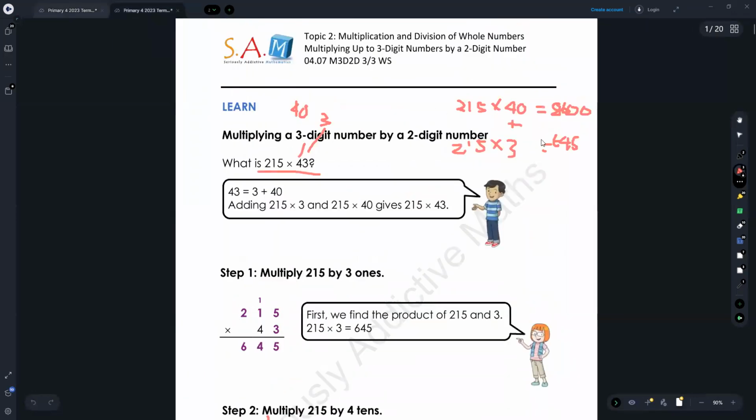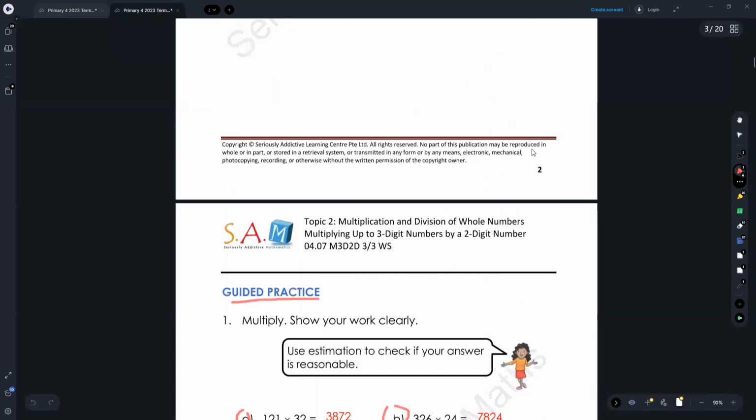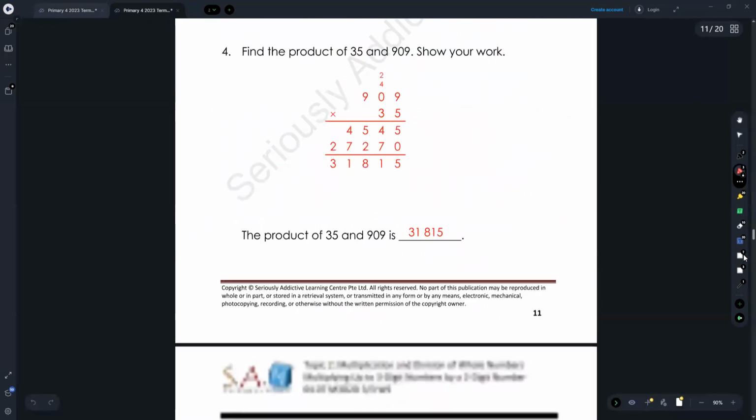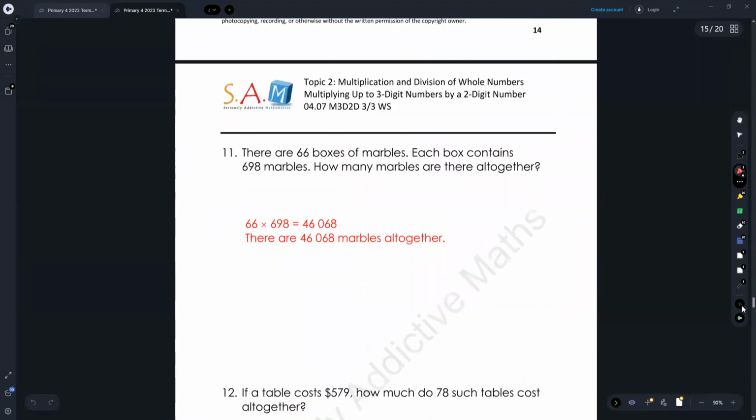Okay, yeah. Then we move on to book 2. So you remind them again, you can use this thing. Remind them that it's actually the same concept. So similarly, we can skip all these questions and just get them to practice the word problems.